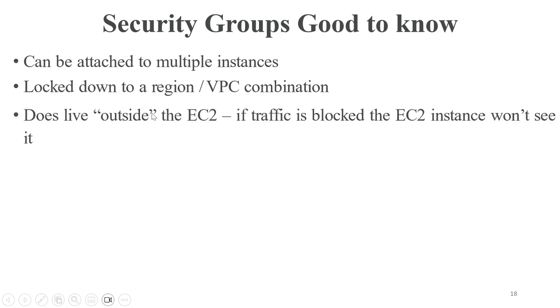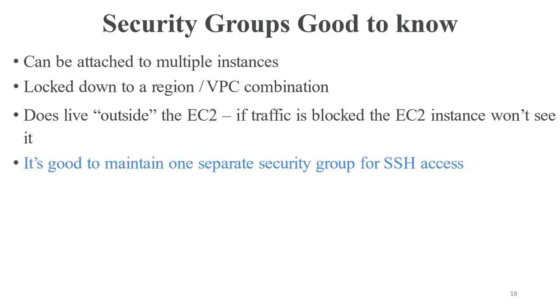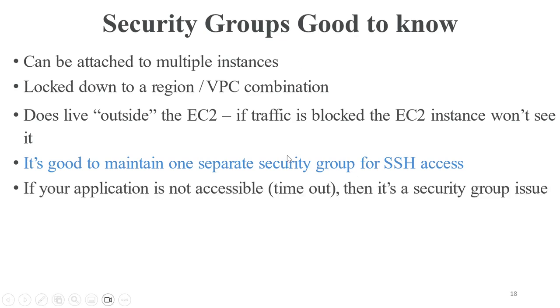Security groups live outside the EC2. If the traffic is blocked, the EC2 instance won't see it. If it is blocked, then that request stays outside the EC2 instance. It won't be allowed to enter it. It is good to maintain one separate security group for SSH access. From the SSH point of view, a separate security group is created, and we use that security group to enter. If your application is not accessible and it times out, then it is a security group issue.